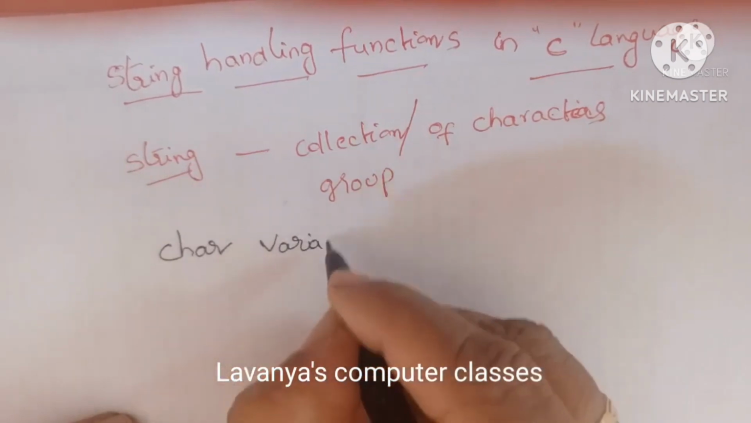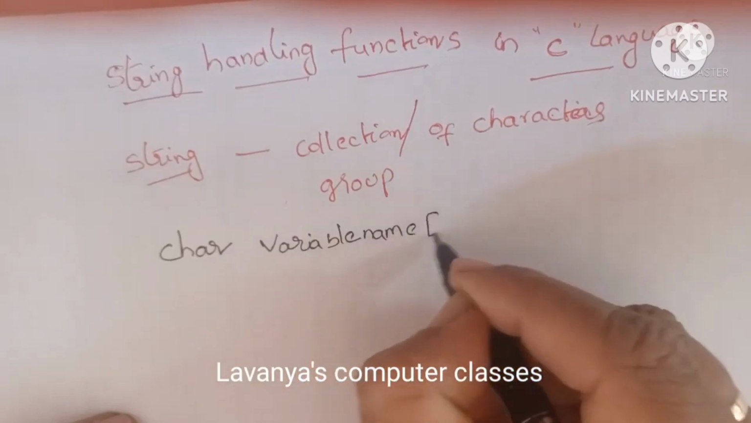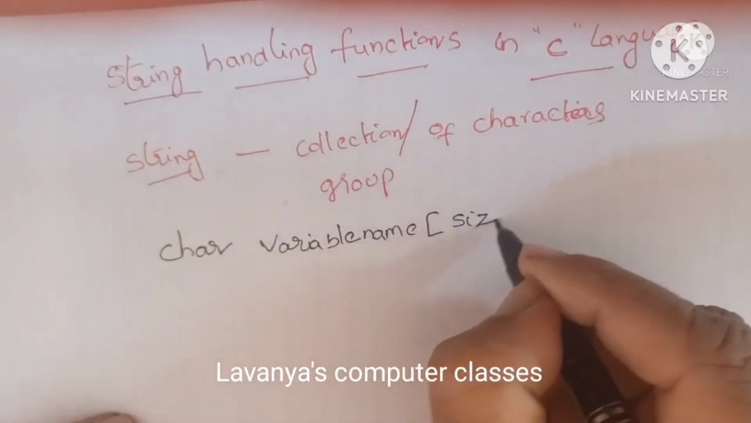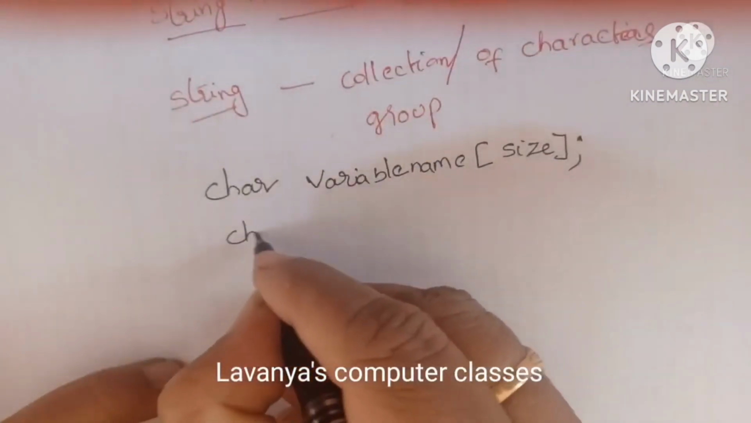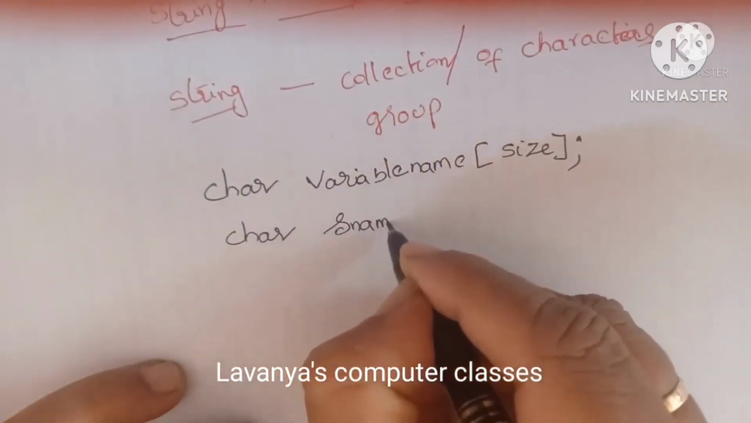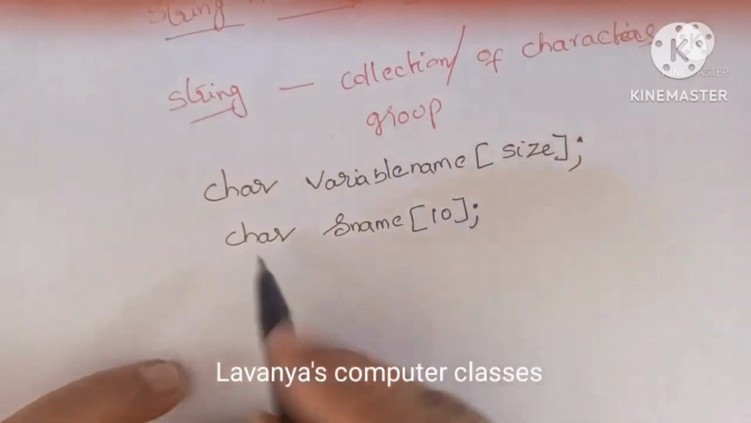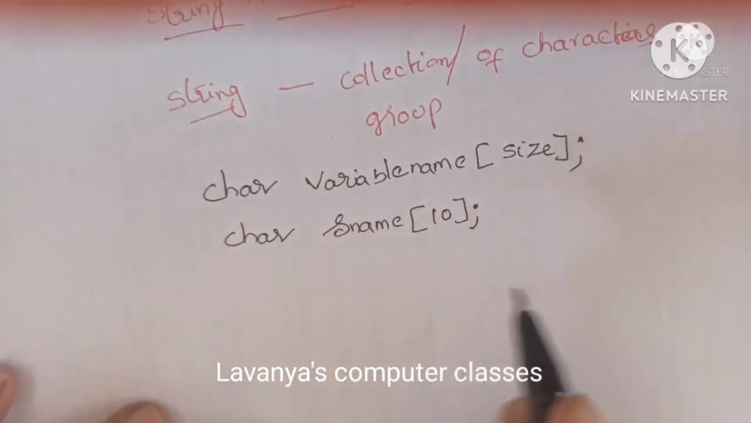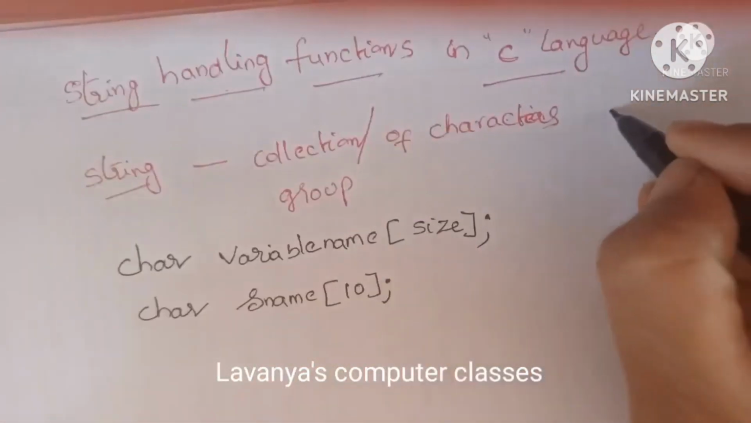The syntax is char, variable name, and within brackets we specify the size of that string, how many characters we require. For example, I want to define sname, the name of a student. Which data type is it? char, the character data type. With 10 characters I need it. So char sname of 10 means it takes up to 10 characters. That is called a string.